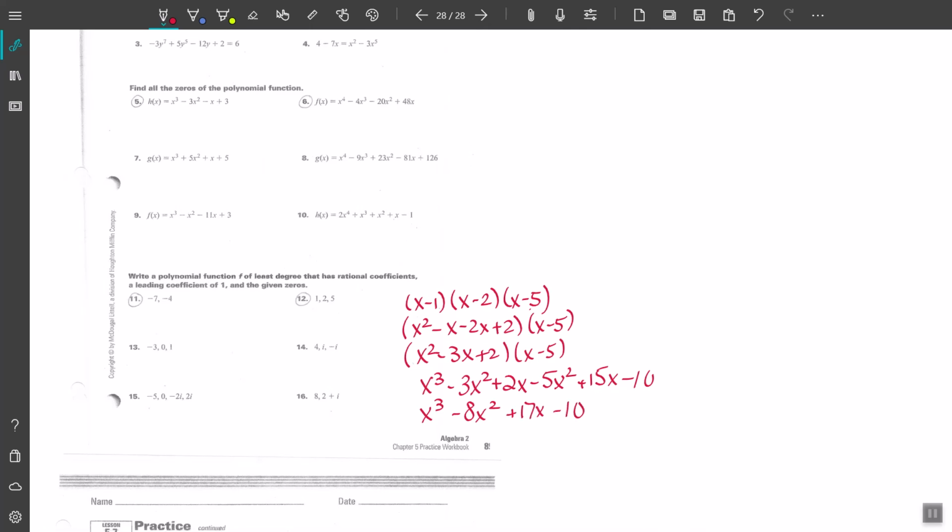Minus 10, and again, they asked us to call this f of x. And so I'm just going to write that out there. There's your final answer for number 12.